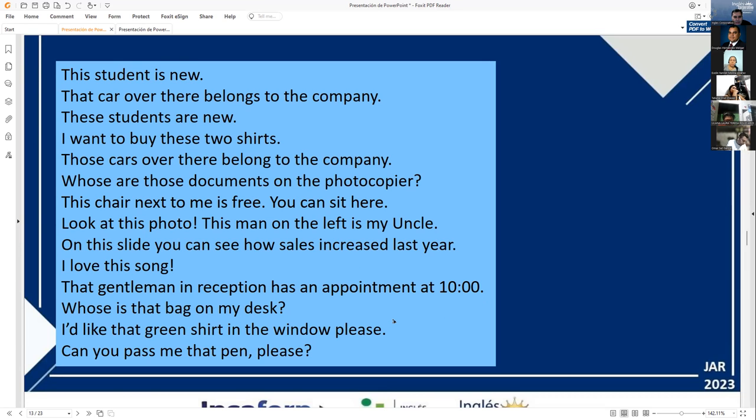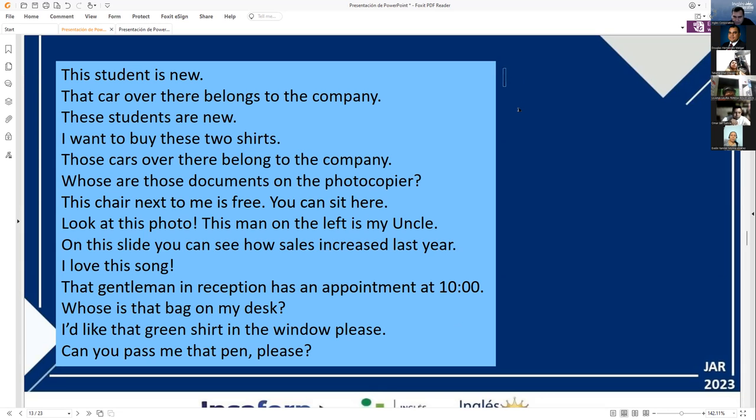Whose is that bag on my desk? Whose, the quien, right? Whose? Whose is that bag on my desk? I'd like that green shirt in the window, please. Can you pass me that pen, please? In the window means en el escaparate, right? Or what do you say? On the display window? So that would be the window.